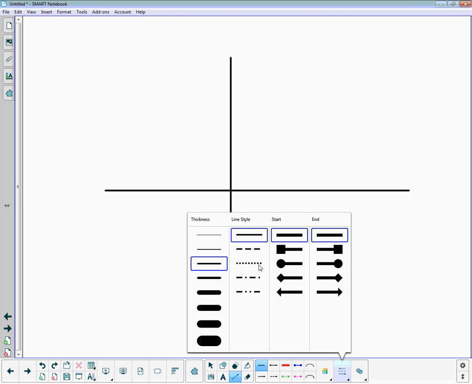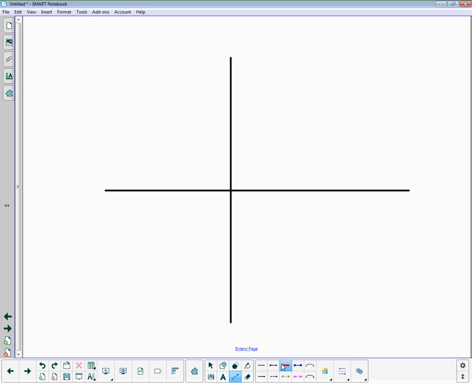I don't know what's going on with my smartboard software, but I can't adjust anything.